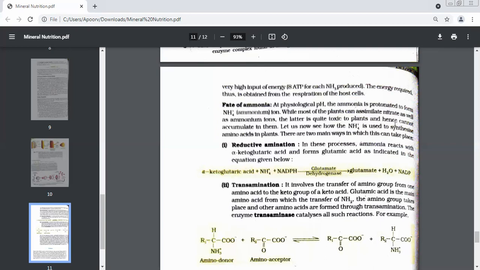Most of the plants can assimilate nitrate as well as ammonium ions, but the latter is very toxic to the plants, so it cannot be accumulated in them. See, ammonium ions, they're very toxic. Everybody knows what is toxic? Harmful. Yes, it becomes poisonous. If it is stored in excess amount, it becomes poisonous. So what do the plants do? They need to get rid of ammonium ions very quickly because when they store them for long, they will become toxic. So these ammonium ions are used to synthesize amino acids in plants. So these ammonium ions will be used to synthesize what?